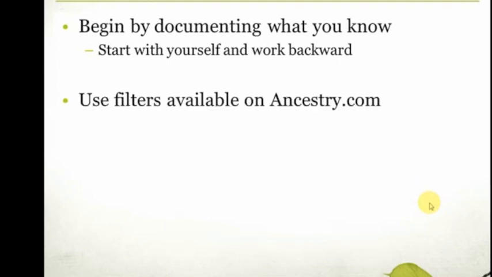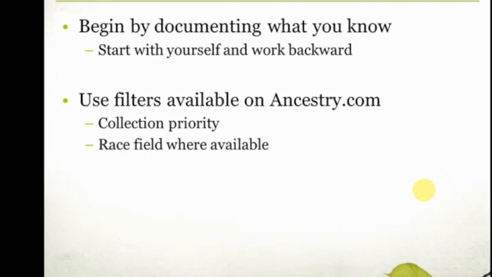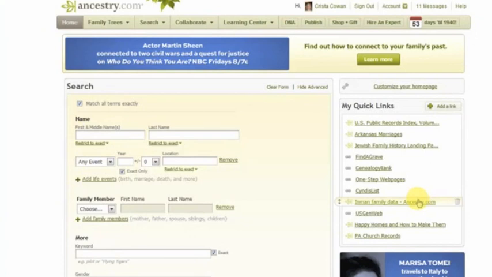Then I would recommend that you use the filters that are available on Ancestry.com. And I'll show you some of those here in just a minute, but let me just let you know specifically two things you should be looking for. The first thing on any search box is to pay attention to the collection priority. And then the second thing is where there is a race field available, go ahead and use that. Depending on the record you're searching, race was sometimes included in the information that was requested on the record and also the information that was indexed. So let's look at those specifically.